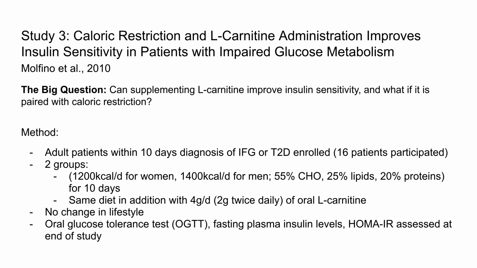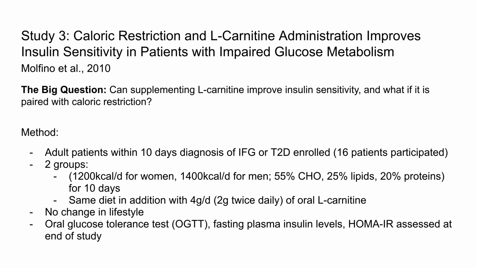Finally, our last study looks at whether supplementing L-carnitine improves insulin sensitivity, and what happens when it is paired with caloric restriction. Here, adult patients recently diagnosed with impaired fasting glycemia, also known as prediabetes, or type 2 diabetes were enrolled into the study. Participants were randomly put into two groups, one with a low-caloric diet composed of about 55% carbohydrates, 25% lipids, and 20% proteins, and another with the same diet, but in addition with 4 grams per day of oral L-carnitine.